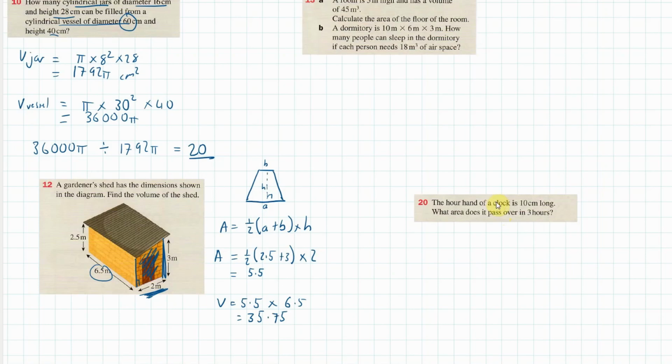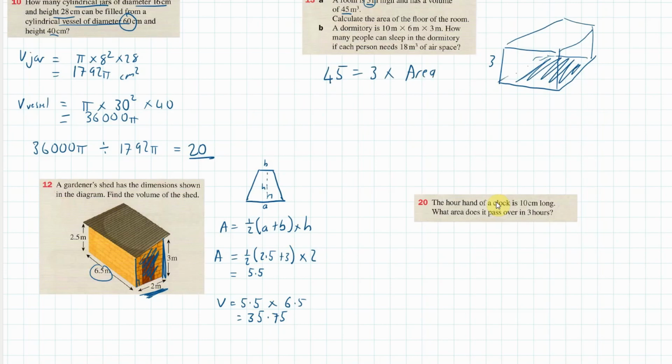Now, let's have a look at number 15. We know that the room is 3 meters high and has a volume of 45, and we've got to calculate the surface area of the floor. So here's our room. Okay, excuse the bad diagram. Okay, what we're trying to find is this area here, because we know the height of the room is 3 and we know the volume is 45. So we know that 45 is equal to 3 times the floor area. So that means that 15 is equal to the area of the floor, because I've just divided both sides by 3.